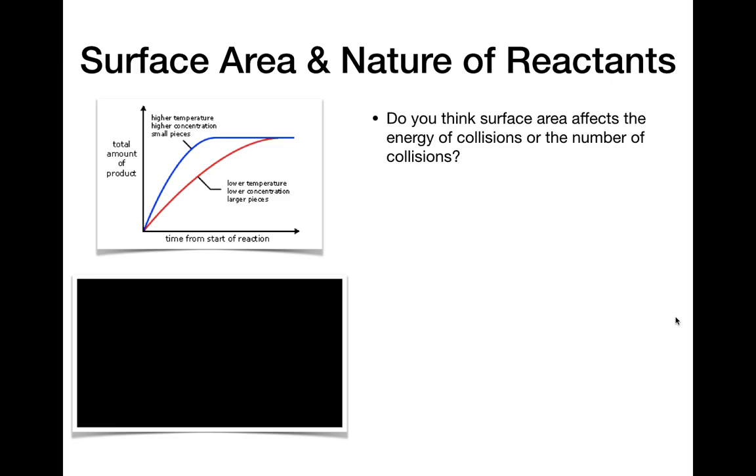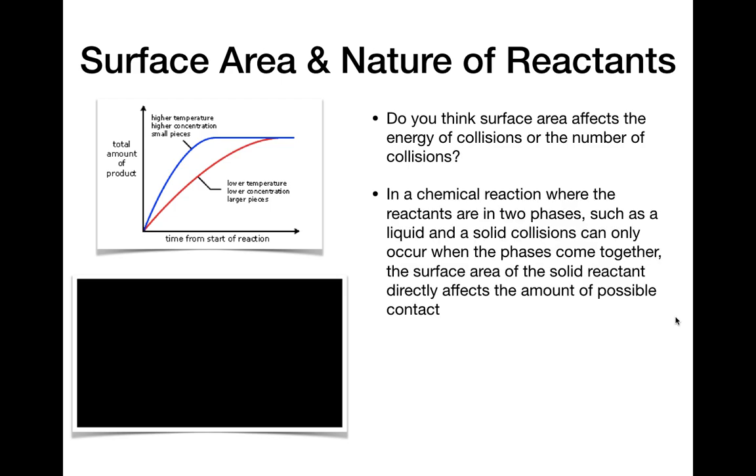Okay, what about surface area? So what is surface area? Is that going to affect the energy of the collisions or the number of collisions? Well, this is really important in a reaction that has 2 phases. So we have a liquid and a solid reacting together. The reaction can only happen when my reactants collide, right? So when my solid and my liquid collide, then a chemical reaction can happen. And so therefore, the surface area of the solid will directly affect how often those collisions can happen.